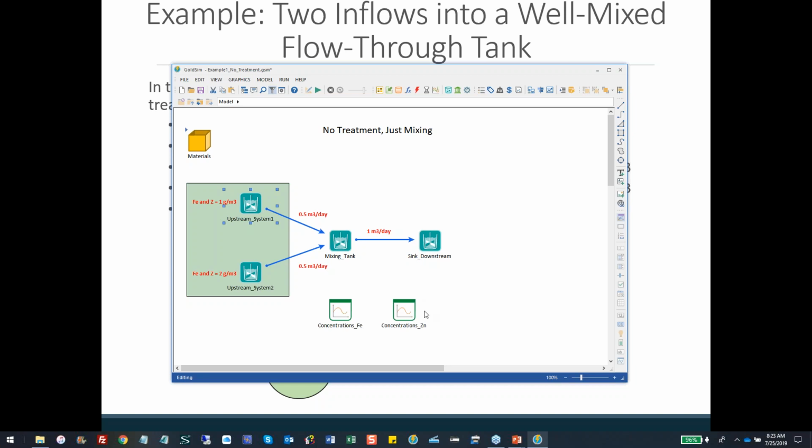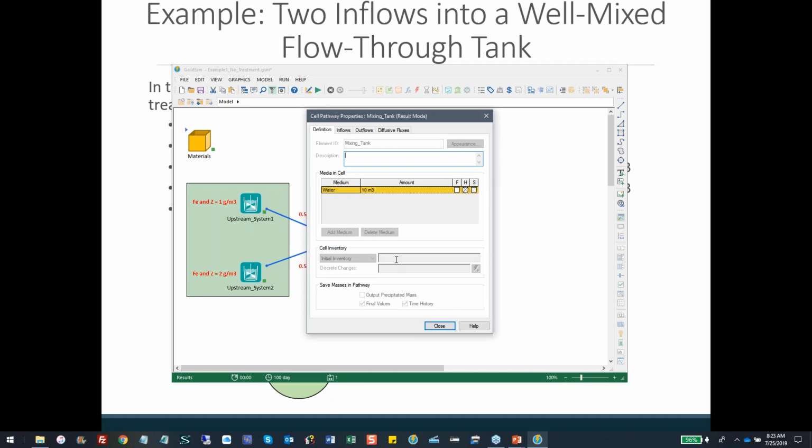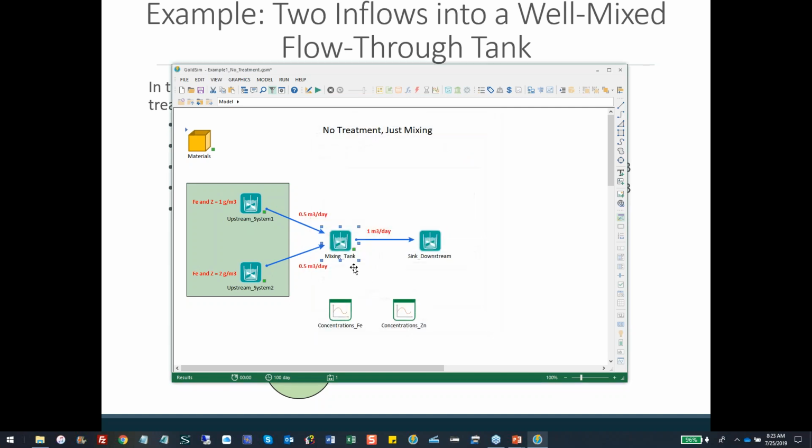Very, very simple model. We're going to use this, after we look at it, to illustrate how we can treat the water in the mixing tank. But right now we're not treating the water in the mixing tank. We're just mixing it. So if I run this model, and by the way, this mixing tank starts with no mass in it, so it starts empty. It's got 10 cubic meters of water, but there's no mass in it.